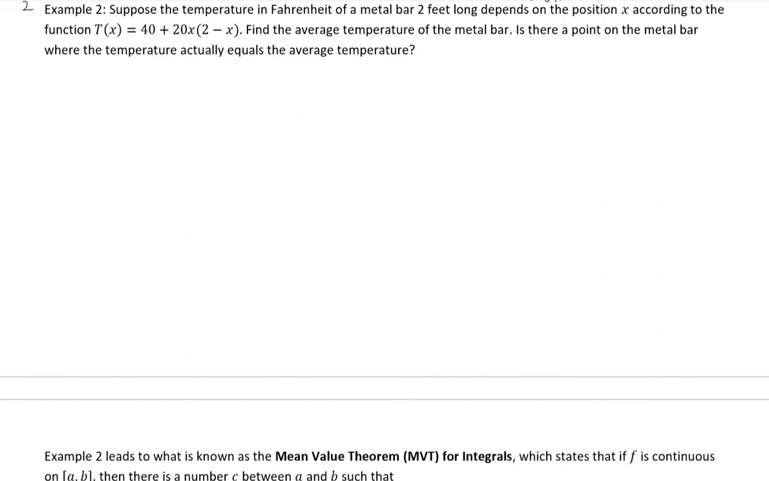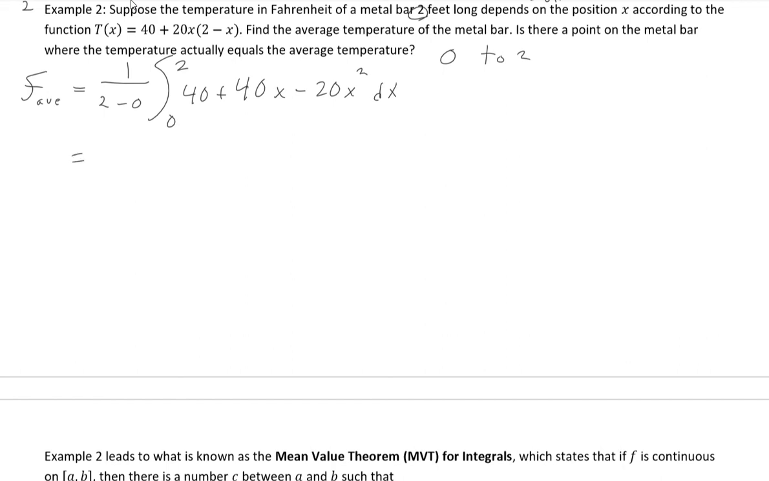All right, well, let's first find the average value. F average. All right, so we have 1 over b minus a. In this case, we have a bar that's 2 feet long, so that means it should go from 0 to 2. So that's 2 minus 0. Plus, our bounds are also 0 to 2. Then we just put in 40 plus 20x times 2 minus x, which I can actually factor out to make 40x minus 20x squared dx.